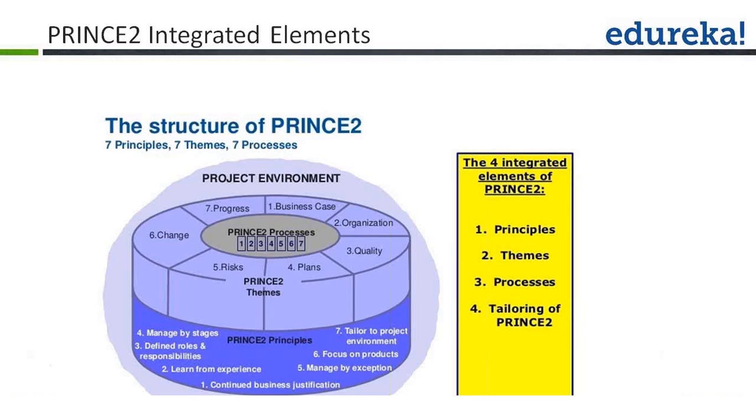These 4 elements are termed as PRINCE2 integrated elements and are described in the slide as you're seeing. Now let's go through each of these integrated elements one by one. First, we will be going through the 7 principles. Once we are done with the principles, we'll go through the 7 themes, followed by the 7 processes.